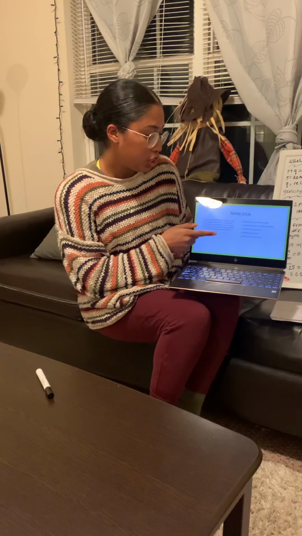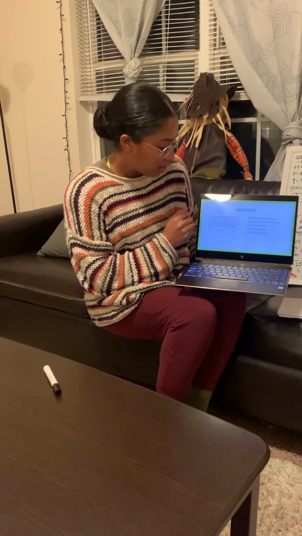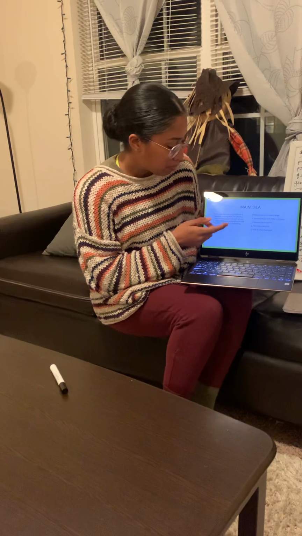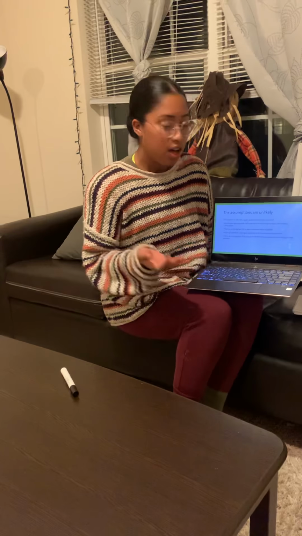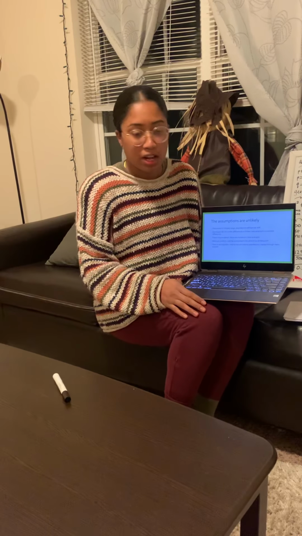Some of the core assumptions are that the population would be infinitely large, genotypes do not differ in fitness, there is no mutation, mating is random, and there is no migration. So essentially, all of these assumptions are impossible. They're not going to be able to happen.